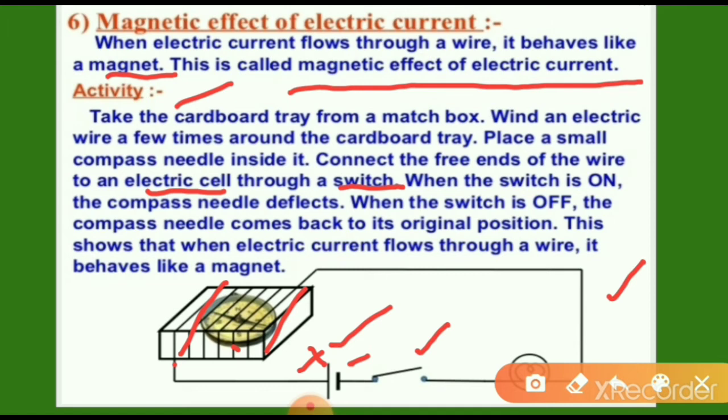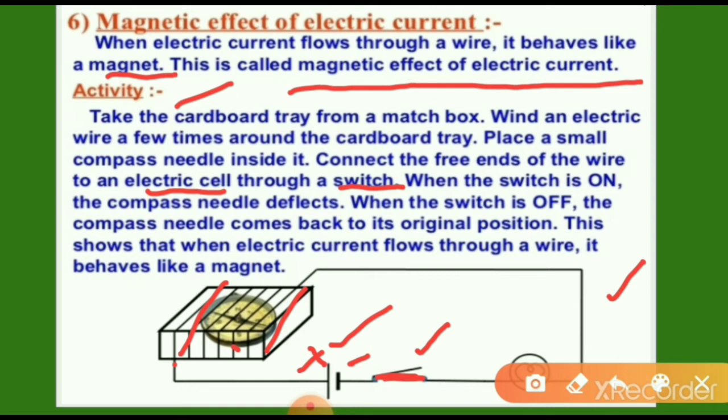Now we connect the wire around the magnetic compass, with one end connected to the switch and the other connected to the electric cell. When the switch is on, the compass needle deflects. When the switch is off, the compass needle comes back to its original position.